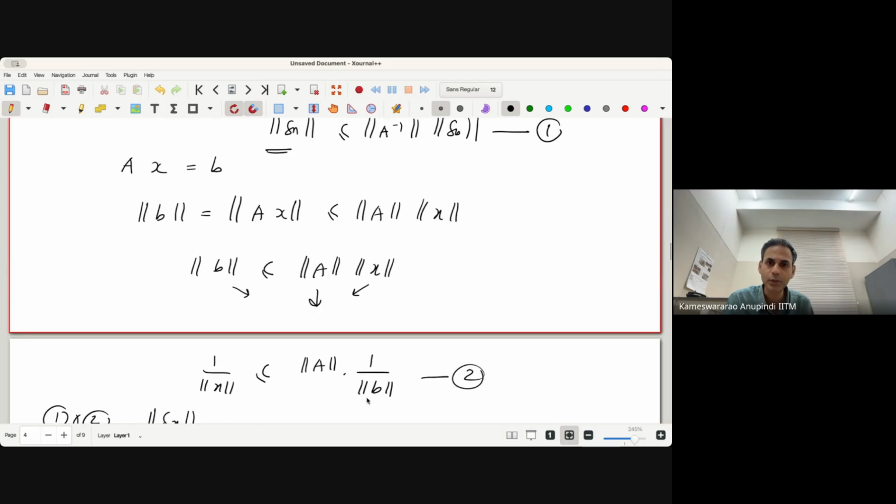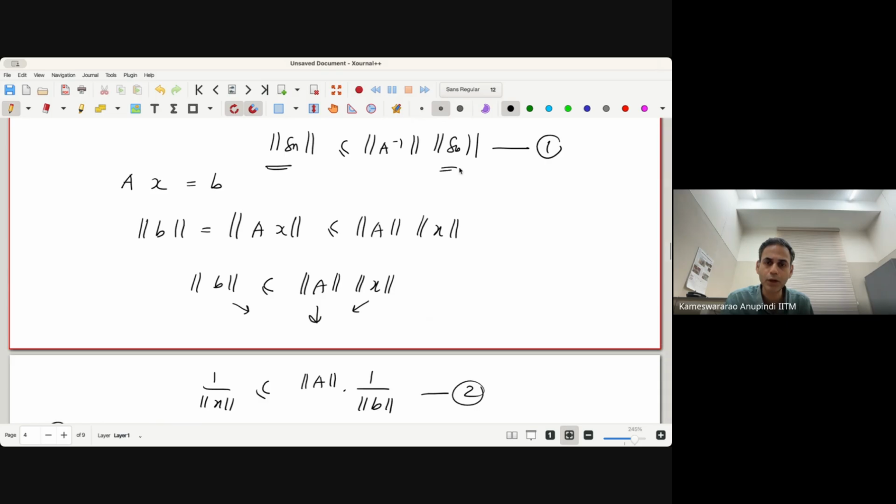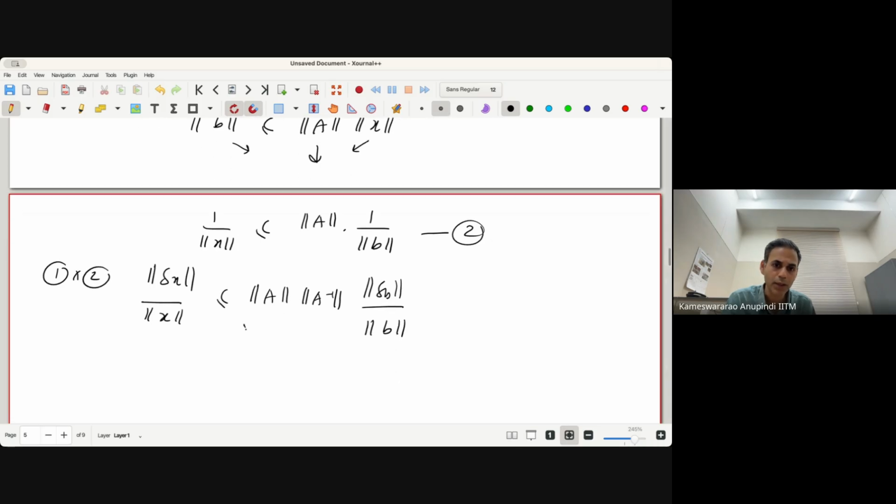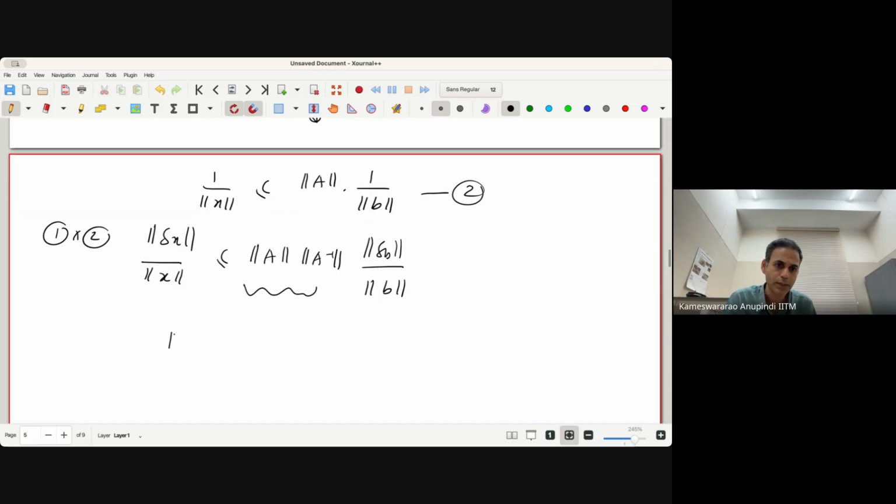And then on the right hand side, what I have is the norm of delta B divided by the norm of B. Now, what is this value? This value is basically delta X by X less than or equal to, this is nothing but your condition number of A in some norm times the norm of delta B divided by the norm of B.